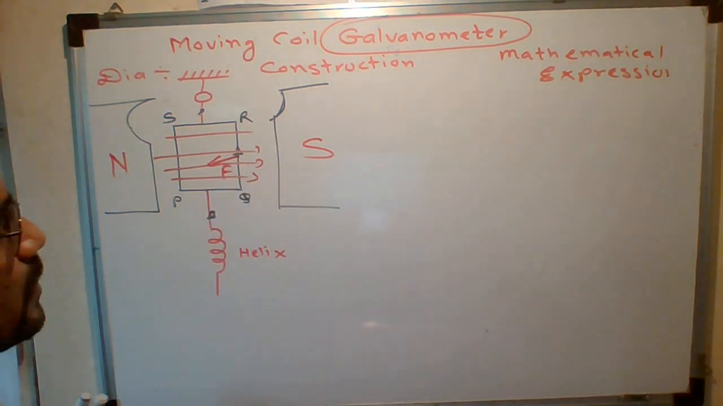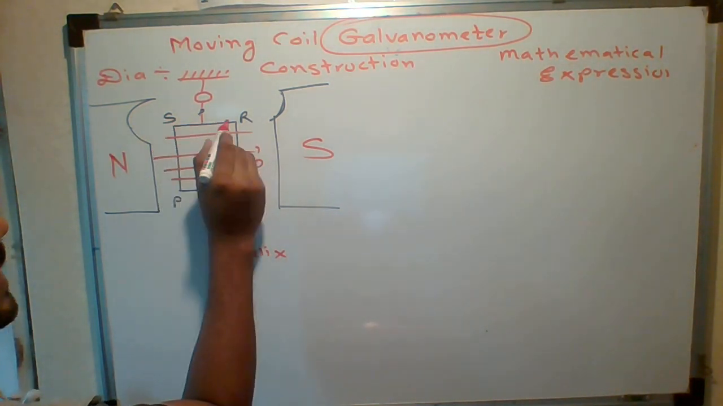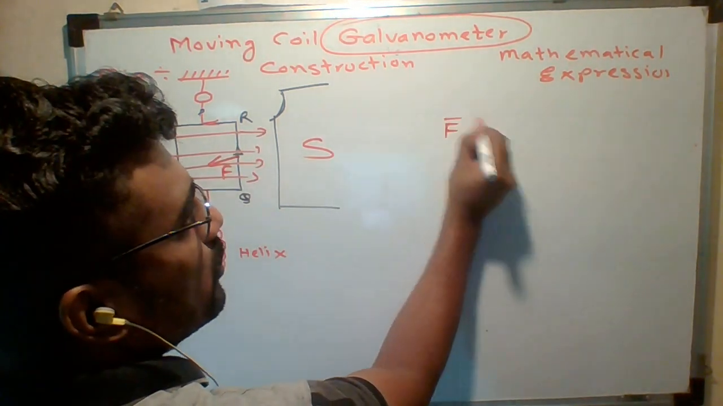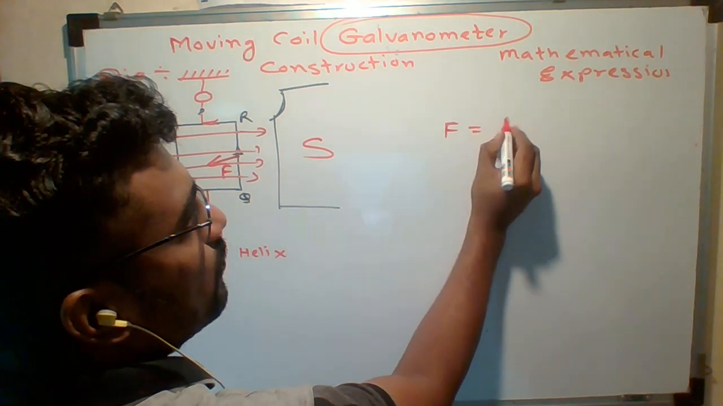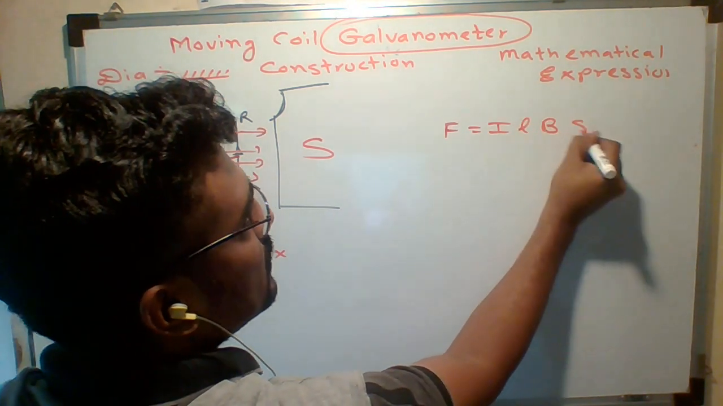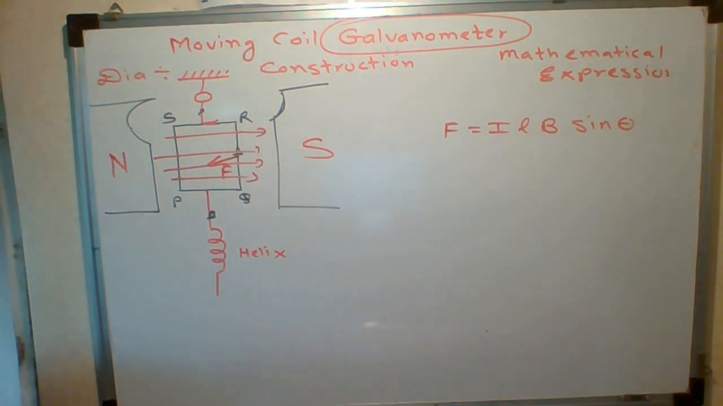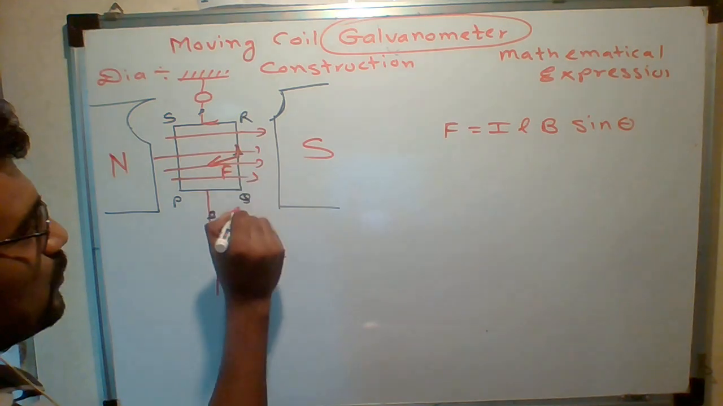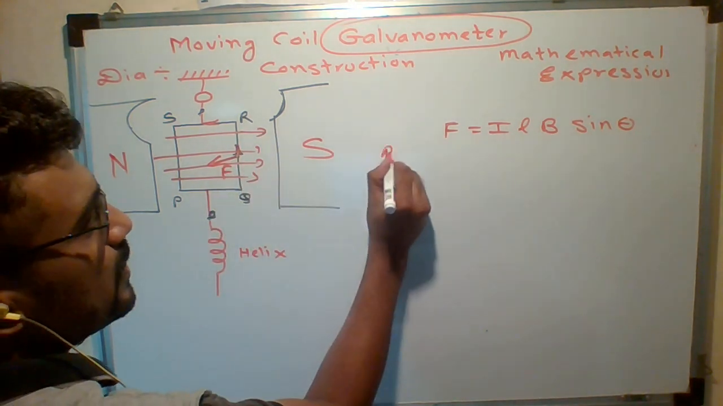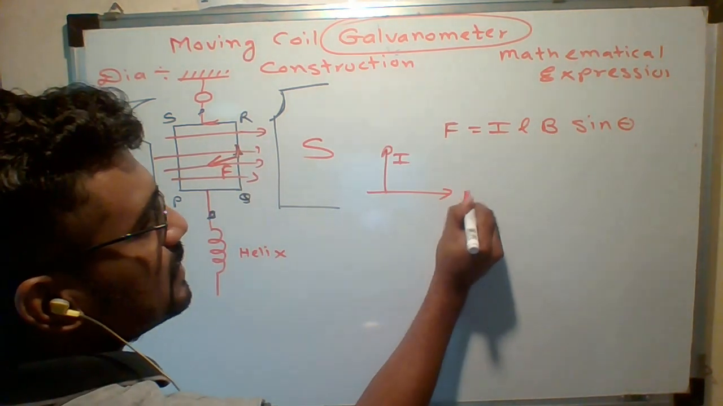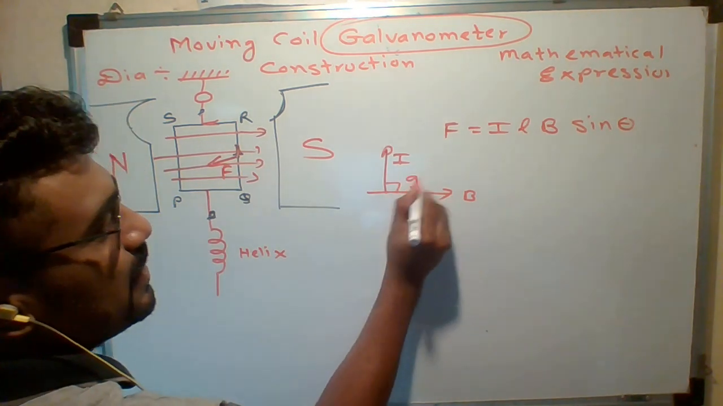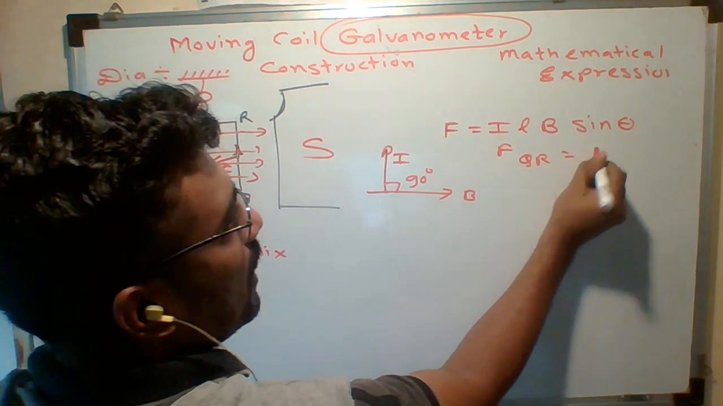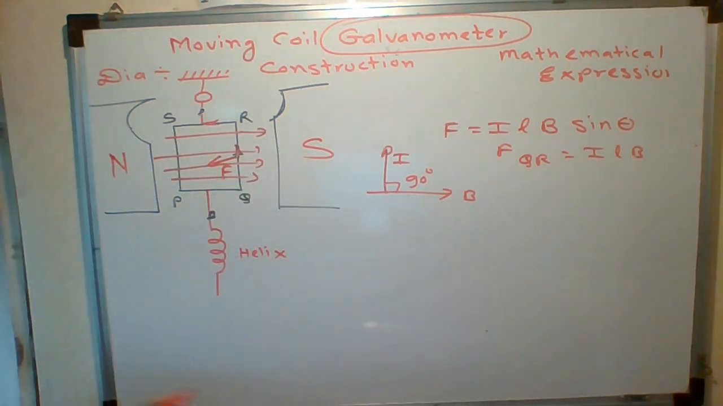And when current is flowing through this arm, what is the formula for force? I told you already: I l B sin theta. When current is flowing through QR, the current is flowing like this, and the magnetic field is in a direction like this. What is the angle then? Sin 90. Then what is the force through QR? It will be I l B. But there will be some force.